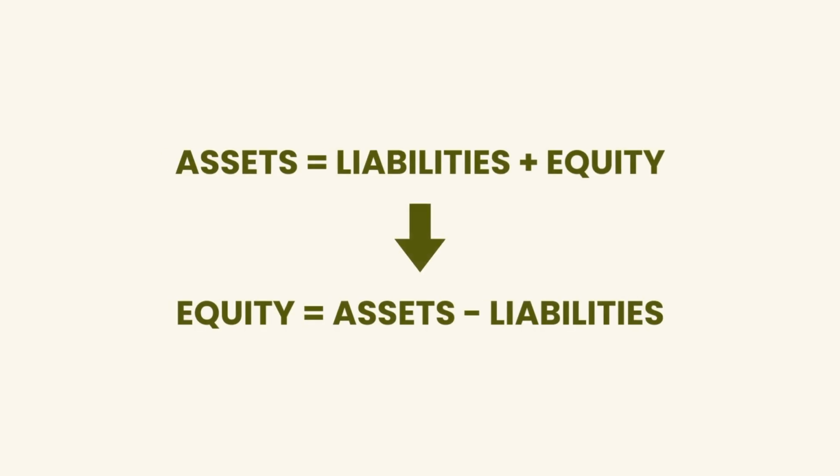Like any algebra equation, you can change this equation around so that equity, a business's profit and owner investment, can equal its assets, what the business owns, minus liabilities, what the business owes. To keep the accounting equation balanced, every financial transaction must be recorded in at least one of two accounts. This is represented by what's known as a T-chart, because it looks like a T.